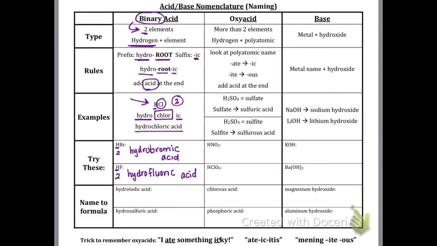Okay, now how do you go backwards then from name to formula? Well, you know it's an acid because it will say acid here. You know it's binary because it starts with hydro. So you know it's binary. Basically, there are only 2 elements. If there are only 2 elements, okay, then you know the acids are going to start with a hydrogen. So you start with a hydrogen. Hydrogens have a +1 charge.